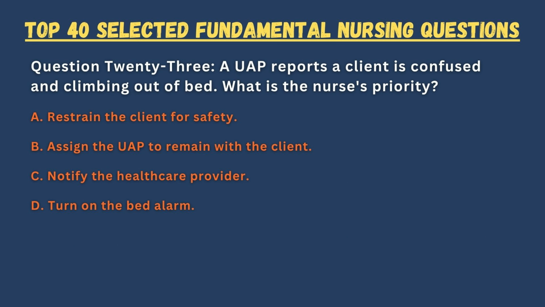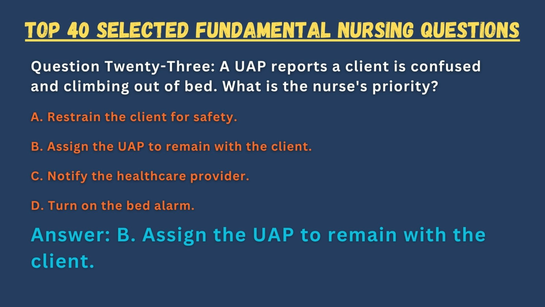Answer. C. Assisting a client with ambulation to the bathroom. Question 23. A UAP reports a client is confused and climbing out of bed. What is the nurse's priority? A. Restrain the client for safety. B. Assign the UAP to remain with the client. C. Notify the healthcare provider. D. Turn on the bed alarm.